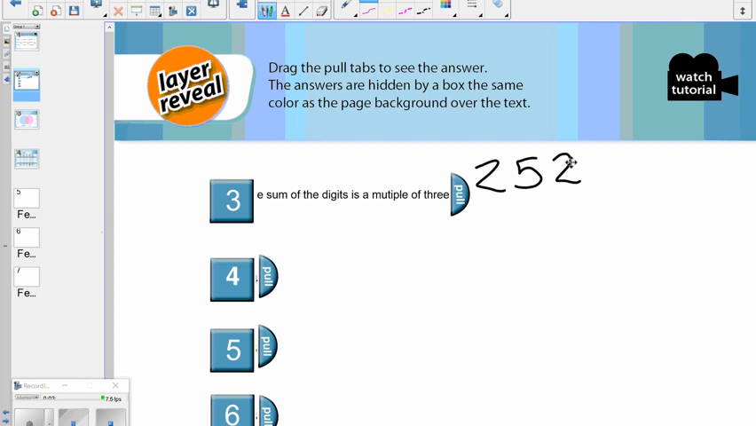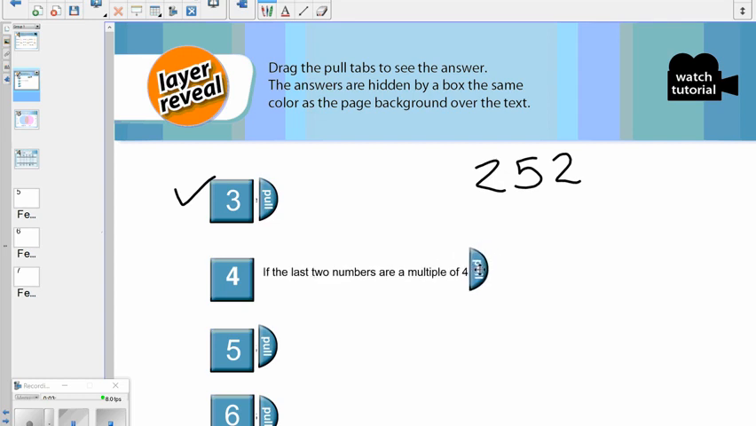So is 9 a multiple of 3? 3, 6, 9. Yes, this works. This number is divisible by 3. Let's go ahead and put the 3 rule back. Let's go to our 4 rule.